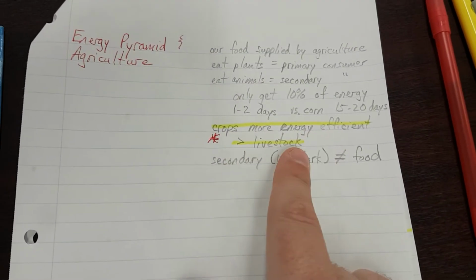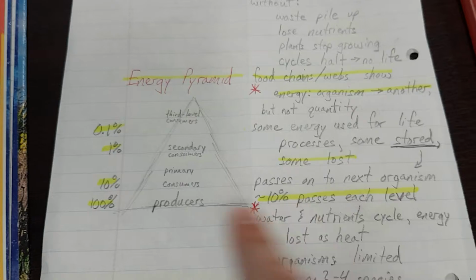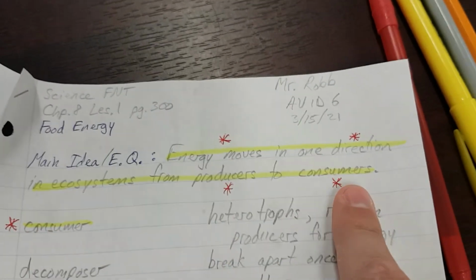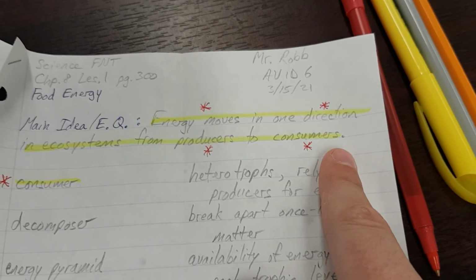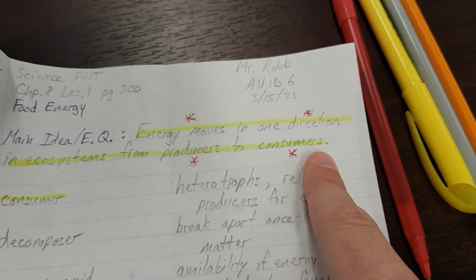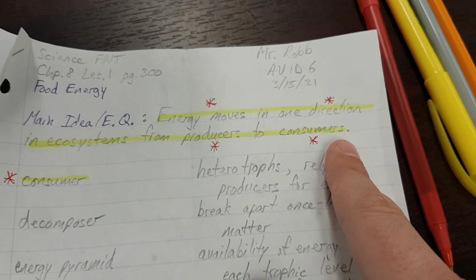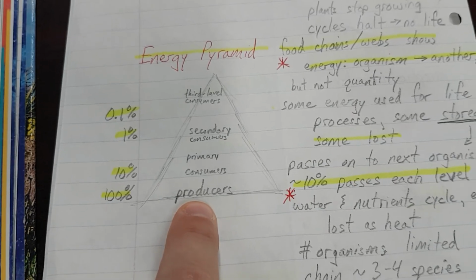Crops are more energy efficient than livestock. Very important, right? Because that ties into this whole thing about the pyramid and the trophic levels, which ties into the main idea of saying energy moves in one direction in ecosystems from producers to consumers. So if we as humans eat nothing but consumers, we're not getting all the energy we could get. We're wasting energy. We're wasting water. We're wasting soil. We're wasting crops. So we should try to get down to the lower trophic levels in the food that we eat so we can get more energy. In other words, we should eat more plants, fruits, and vegetables.